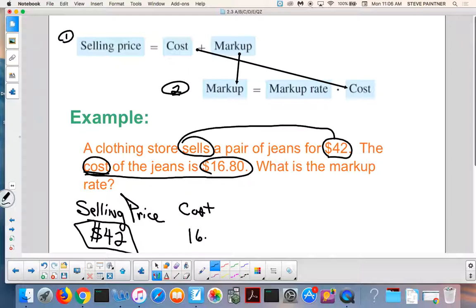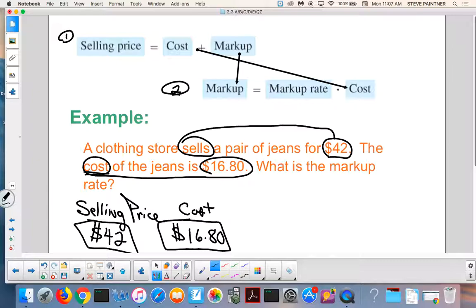Cost is $16.80. Now, you guys, you can't just say a number. You've got to think about the number. You are the manager. You bought the jeans for $16.80, then you sold them for $42. Is that a little markup or a big markup? It's a big markup. Is it going to be like 2% markup? No. If you double $16.80 to about $33, that is 100% markup. This is way over 100% markup.